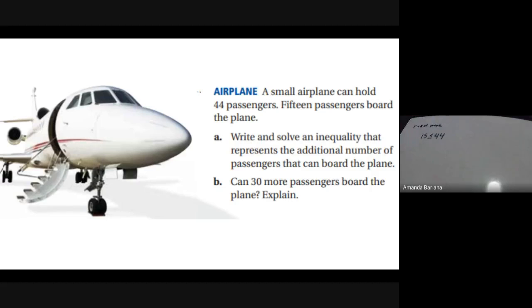And if I already have 15, I want to know how many more. Representing that with an equation, I would say x plus 15 is less than or equal to 44, meaning that the number of people I add on here has to be less than or equal to 44. I don't need to fill the plane to capacity. I can have less than 44, so that's why we need that inequality there.